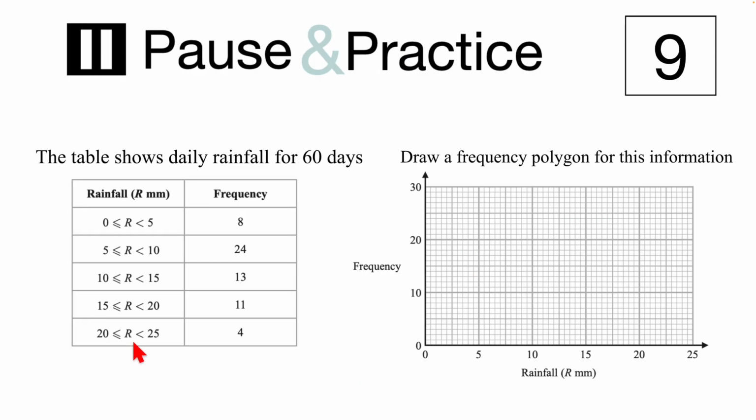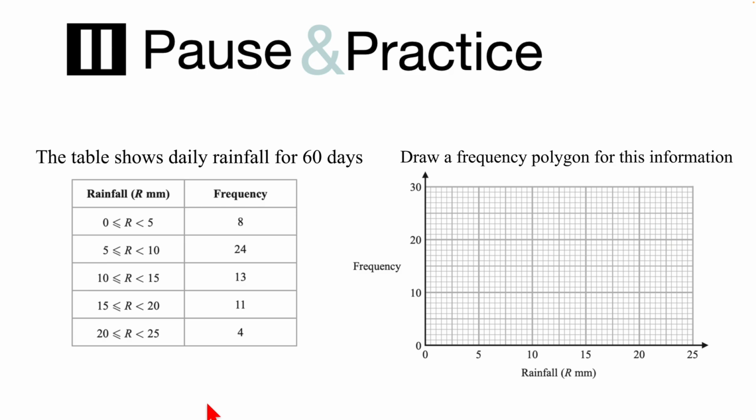So, here's a pause and practice. Pretty difficult to do, I appreciate, unless you can flash print the screen, but just have a think about it. Where would you put the dots? Say just for this first one. Rainfall 0 to 5, frequency 8.